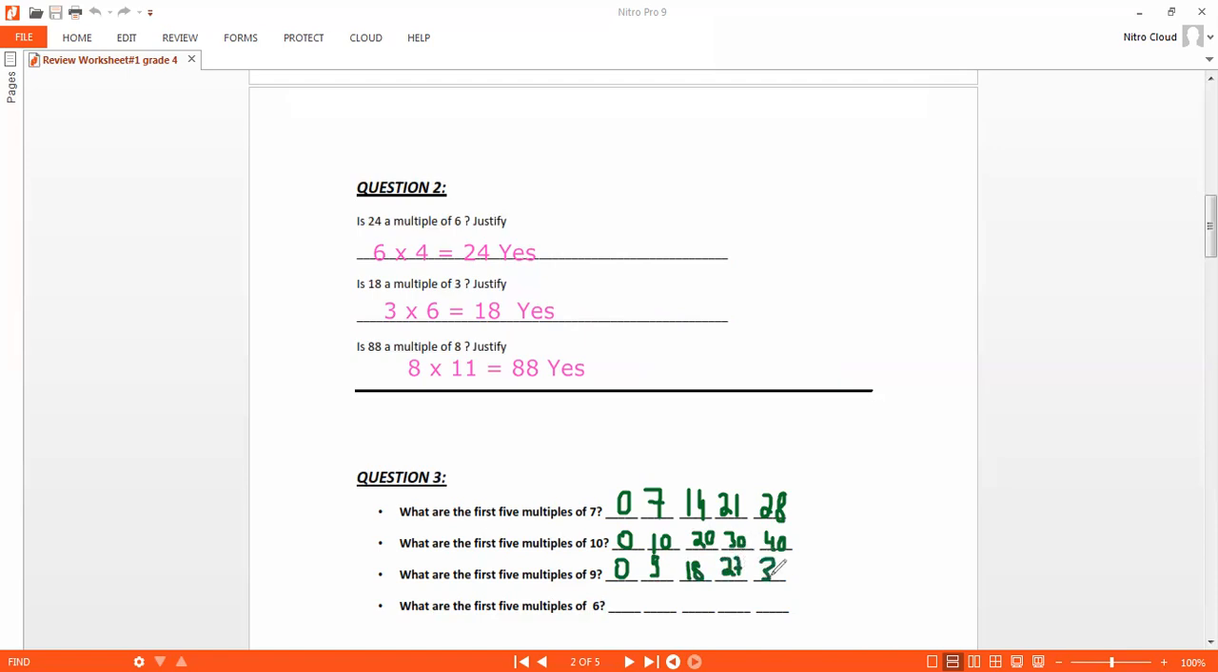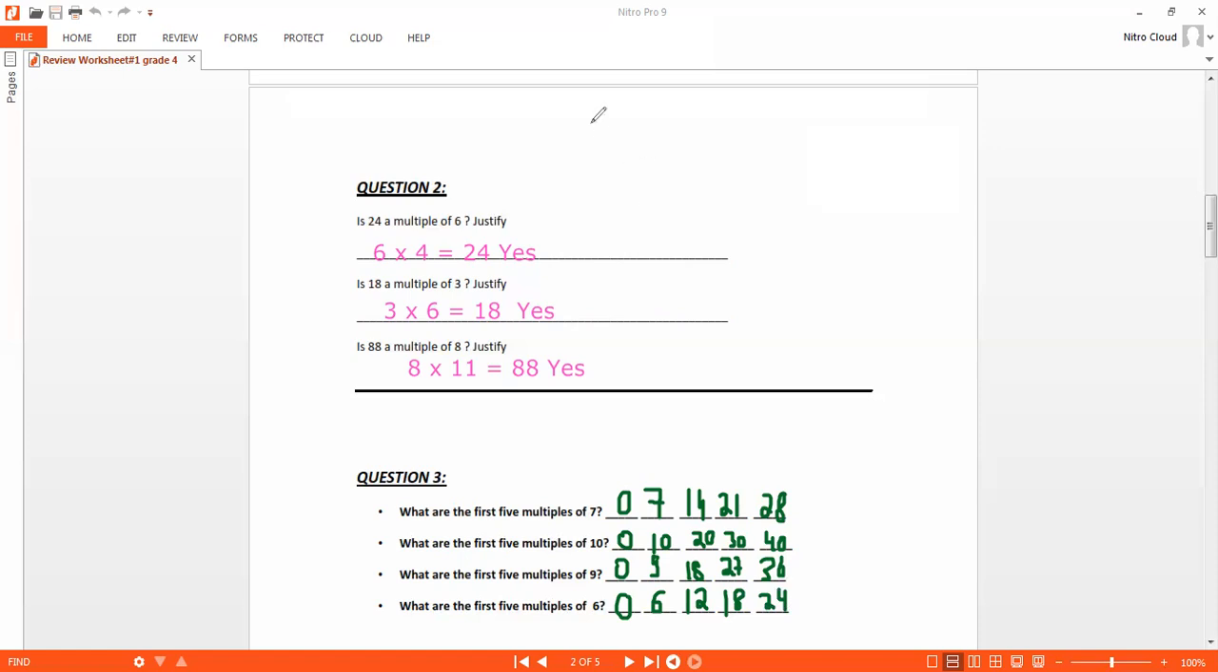Now here we go with the last digit, which is 6. What are the multiples of 6? 6 times 0, it's 0. 6 times 1, it's 6. 6 times 2, it's 12. 6 times 3, it's 18. And 6 times 4 is 24.